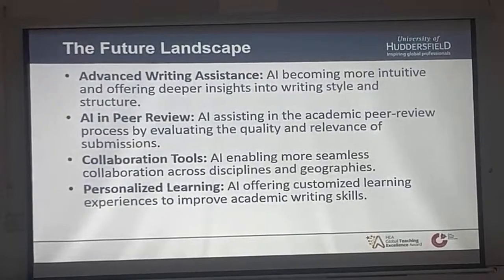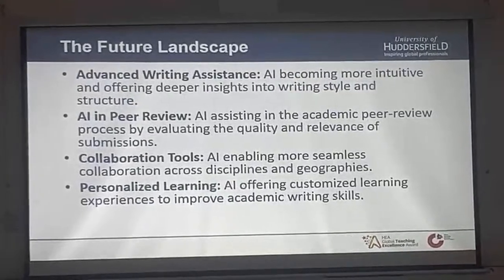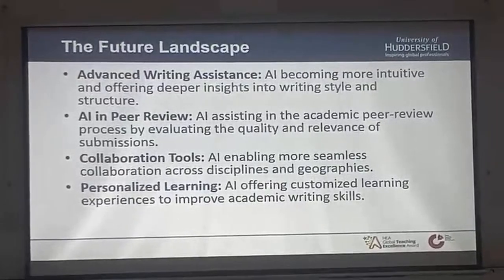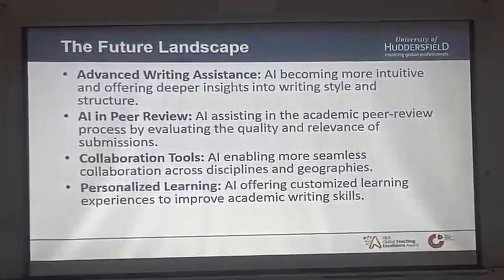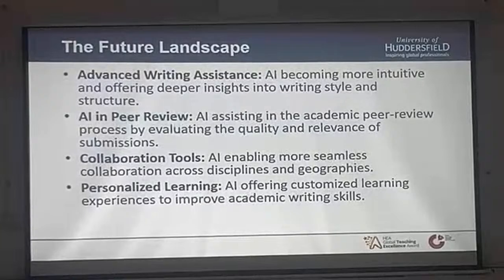There are so many unknowns on AI, what will happen in 5 or 10 years' time. But a lot of the people working on this think that it will advance writing systems. AI will become a tool for offering deeper insight into writing style and structure. And there is a lot of piloting now, because one of the challenges for peer review at the moment is getting the report.